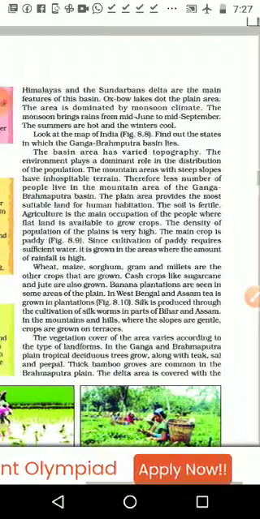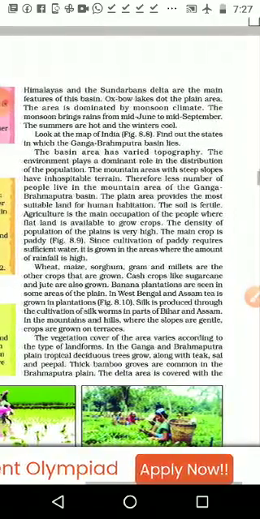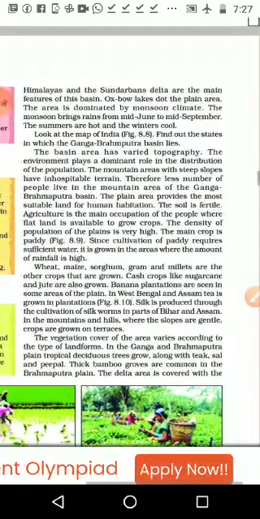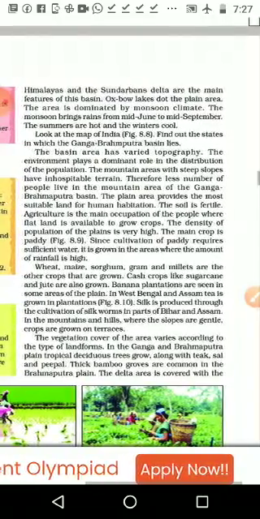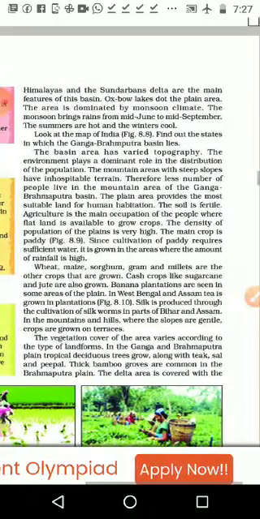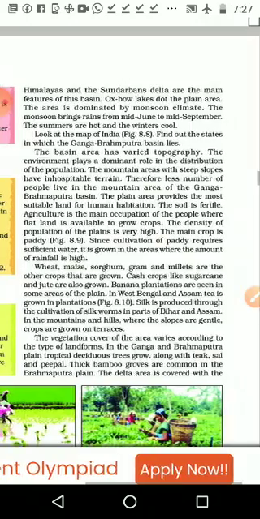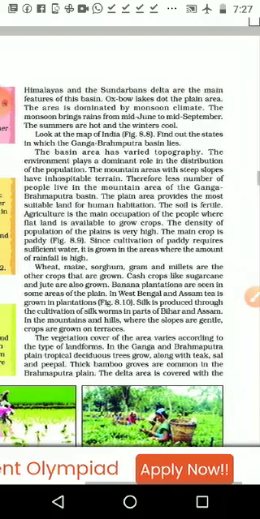The density of population of the plain is very high, and if you look at India, UP is the highest populated state, and the density of population is also very high. UP is a big state in total area, and at the same time the total population is also more.